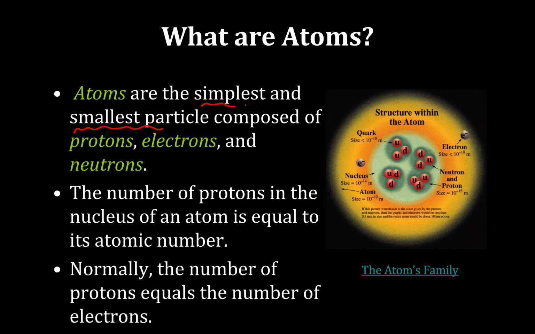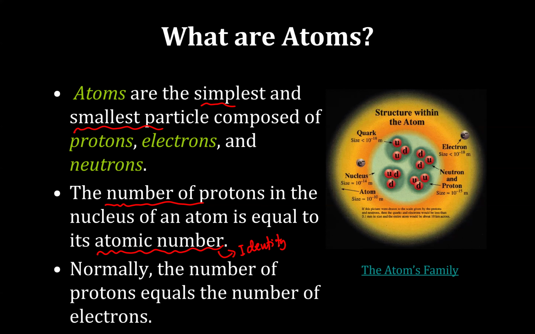So the number of protons in the nucleus is equal to the atomic number, which gives you the identity of the element. Okay, atomic number and number of protons are the same thing, yeah? Don't get confused. Normally, the number of protons equals the number of electrons.